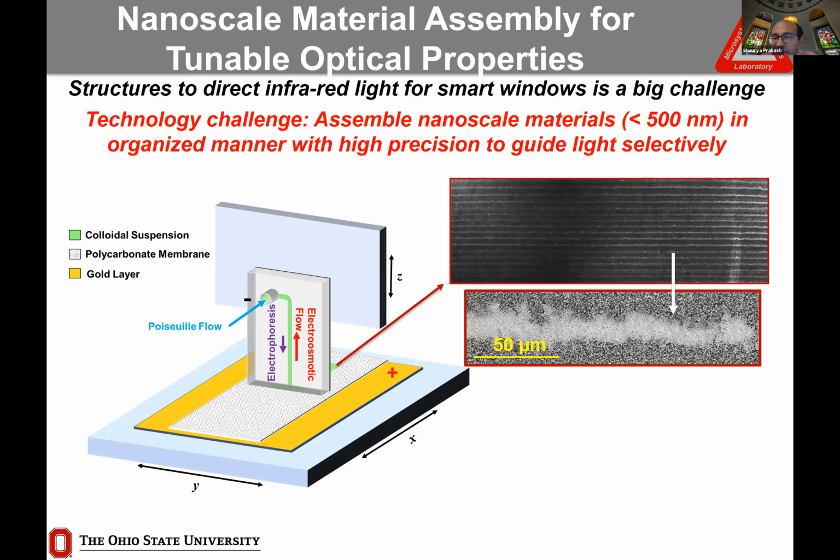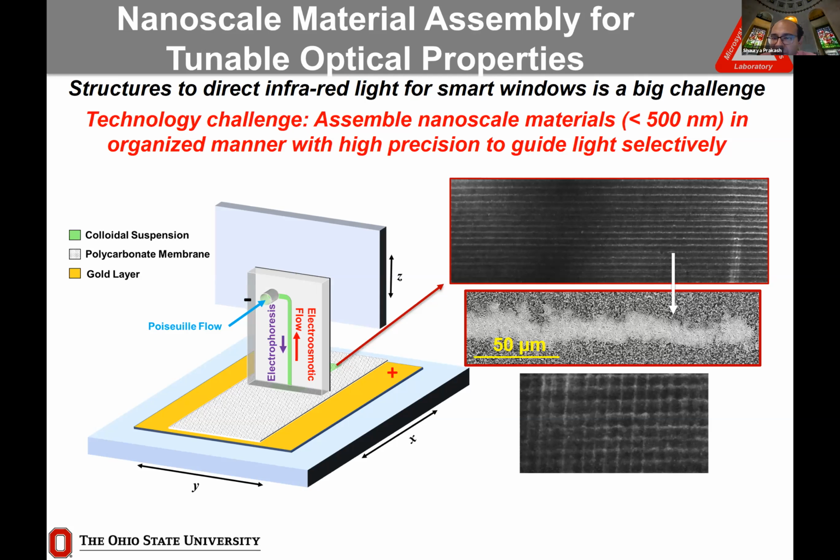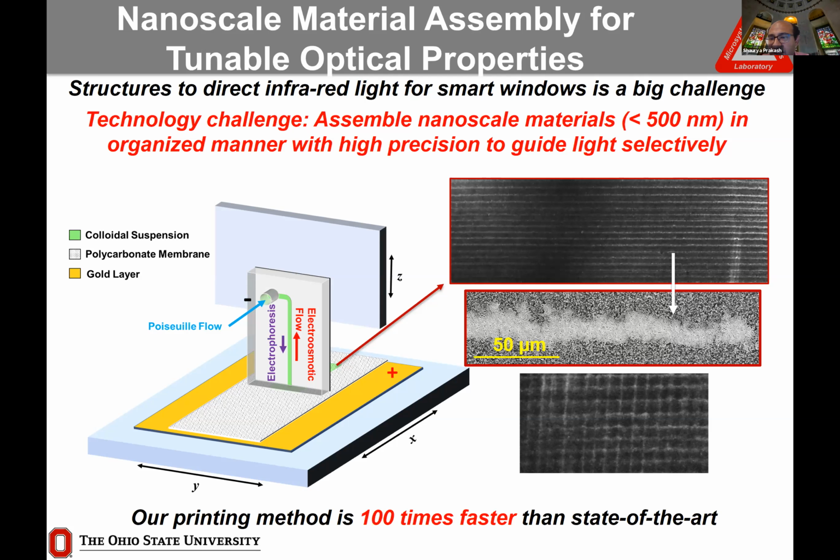So now this is the first attempt to try and get structures that can allow light to go in X and Y directions. The Z direction, or normal to the page, is something that we're still working on. The advantage of this kind of process really is that compared to any of the other methods that exist right now, our printing method is about 100 times faster than anything that's out there right now.